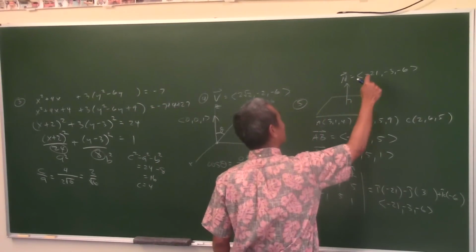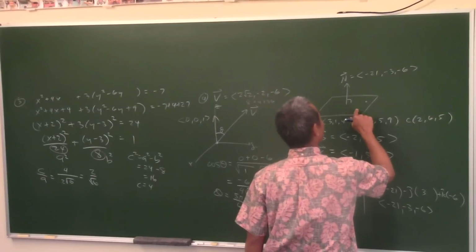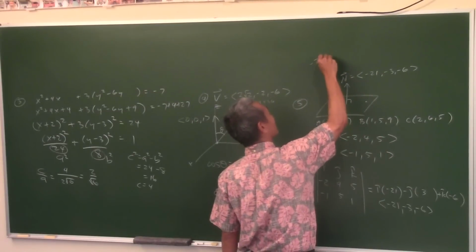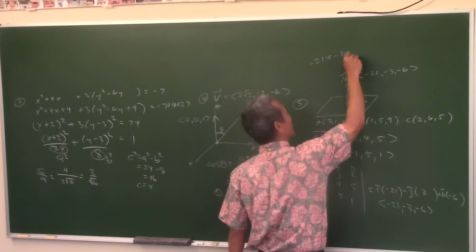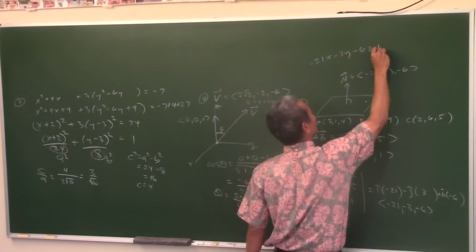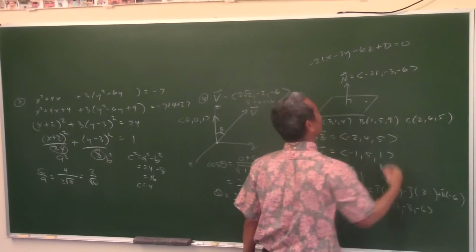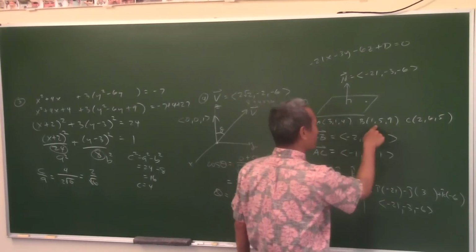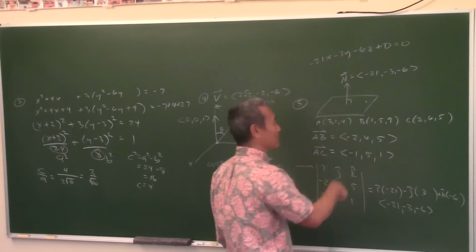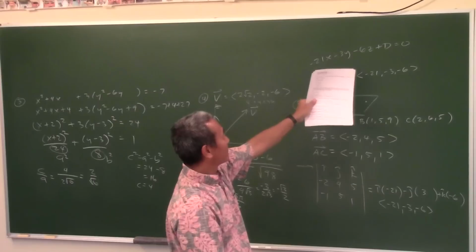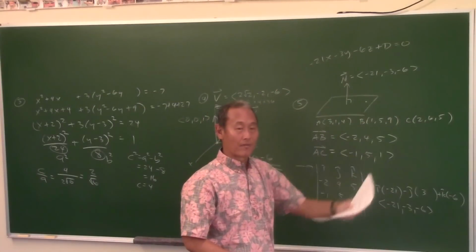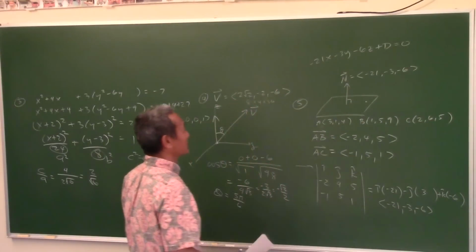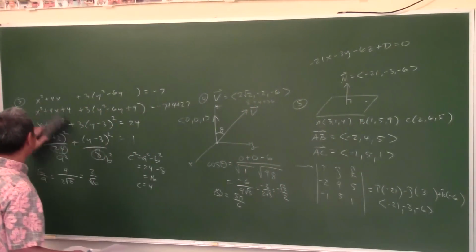Okay? So since this vector is perpendicular to this plane, the equation of the plane is going to be negative 21x minus 3y minus 6z plus d equals 0. And how do we figure out what d is? You plug in any one of these 3 points, any point that's on the plane. And that will figure out d, and again, don't forget you have to write your answer in simplest form, so then you need to reduce that down.